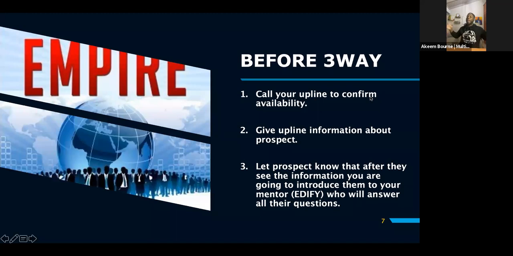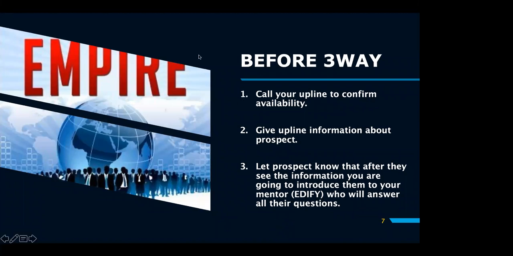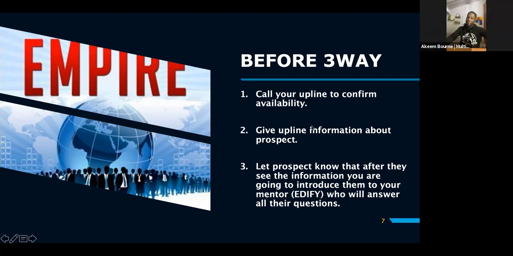So good. Let's talk about what the process is like before the three-way. This is what you want to do. Before you actually get Jane on the line with your upline chairman or your upline platinum leader or your sideline chairman or your downline leader, let me just meet that individual. Awesome, right? Before you can actually get them on the call, this is important. You need to call your upline and confirm the availability that they can actually do the call.